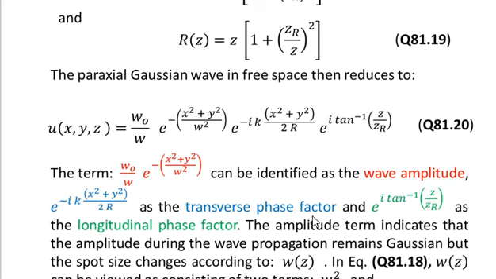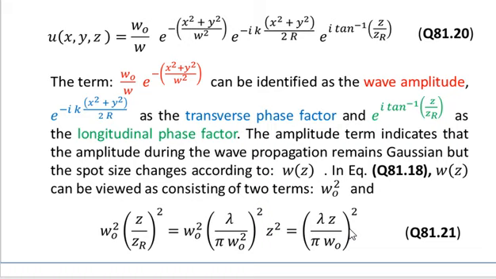Transverse phase factor means that this is the phase factor that is contributing in an xy plane. You see that it is independent of the value of z. So this phase factor only depends upon the value of xy, because this is the transverse phase factor. Transverse means that it is transverse to the z axis and it is along the xy plane. And e to the power iota tan inverse z over zr is the longitudinal phase factor, because it changes with the value of z. That's why it is recorded as the longitudinal phase factor.